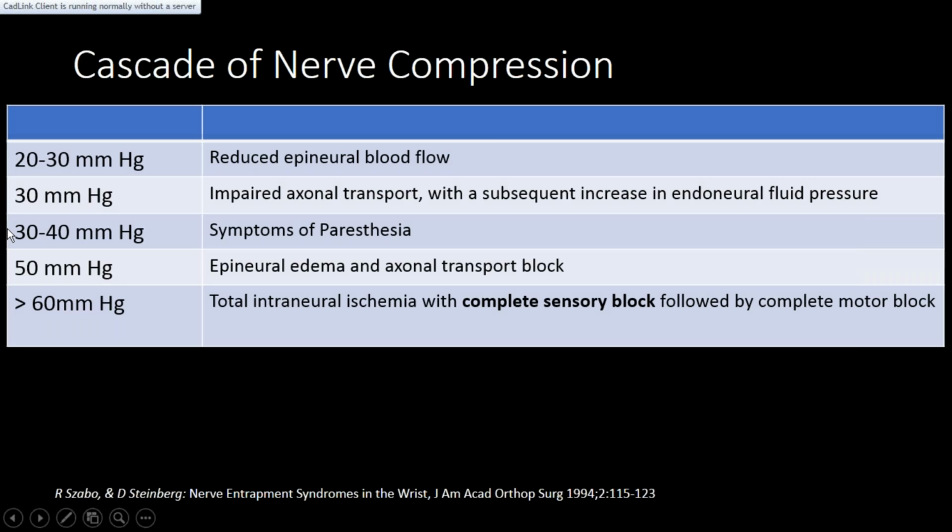Now let's look at the cascade of nerve compression. So based on some animal experimental and intraoperative studies, we have the pressure measurements. At 20 to 30 millimeter of mercury, there is reduced epineural blood flow. At 30 millimeter of mercury, there is impaired axonal transport with subsequent increase in endoneural pressure. At 30 to 40 millimeter of mercury, we get symptoms of paresthesia. At 50 millimeter of mercury, there is epineural edema and axonal transport block. At more than 60 millimeter of mercury, there is total intraneural ischemia with complete sensory block followed by complete motor block.